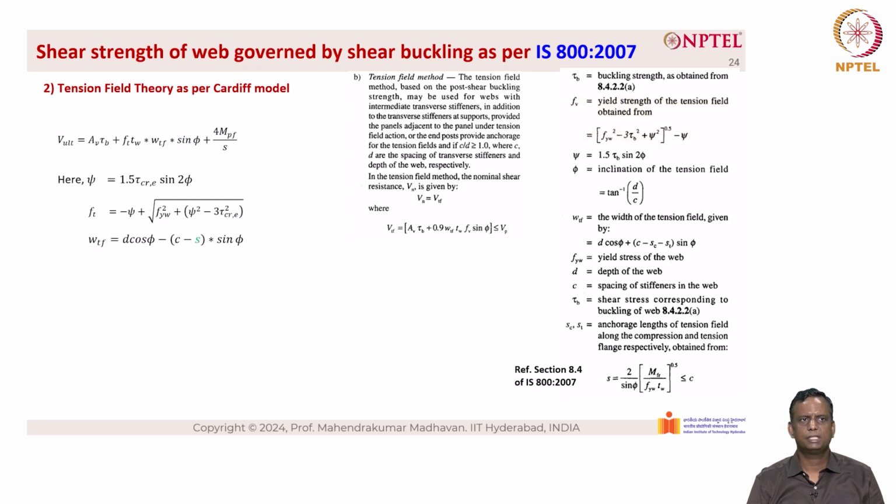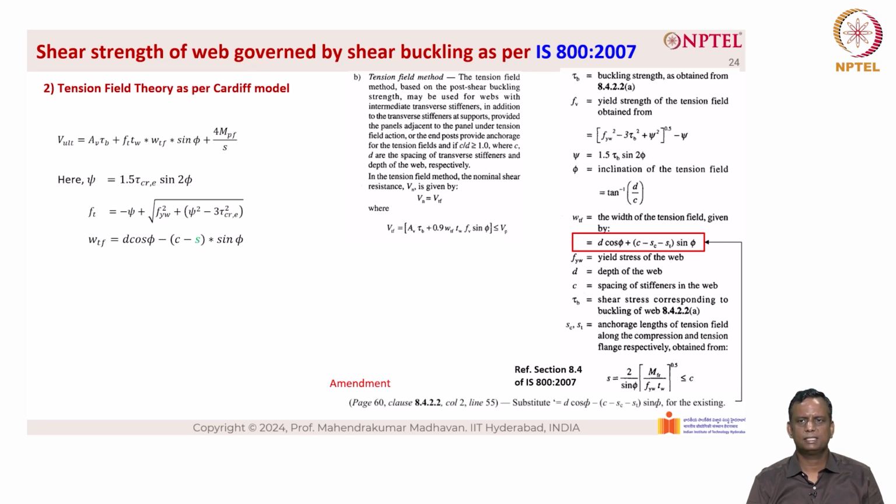Now, WTF is equal to d cos phi minus of c minus s into sin phi, which is also shown here, but there is a slight difference. The one shown on the figure is an older version; an errata came out which says that instead of the above equation, substitute d into cos phi minus of c minus s sub c minus s sub t into sin phi. So basically, instead of plus, we have to substitute minus, and this is a printing error in the code. A similar equation also exists.